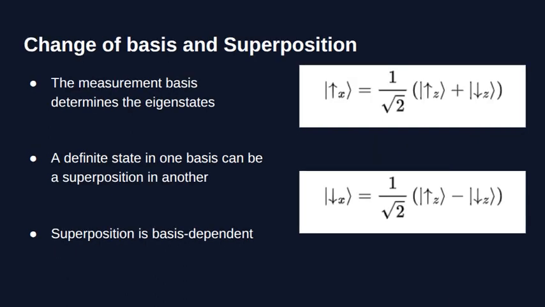Another important idea is that superposition depends on the basis we choose. For example, a particle that is spin up along the x-axis can be written as an equal superposition of the spin up and spin down along the z-axis. This means that a state which is definite in one basis may appear as a superposition when expressed in another basis. In other words, superposition is not just a property of the system itself. It depends on the basis used to describe it.